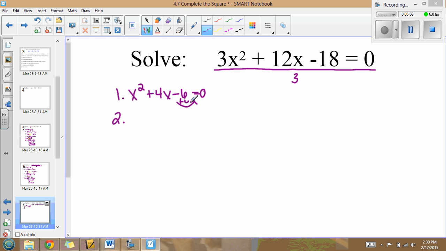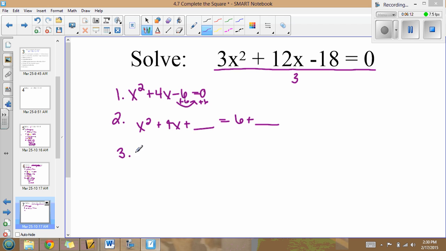So now step 2, I want to move C to the other side. So I want to add 6. So I have x squared plus 4x plus blank equals 6 plus blank. Once you get comfortable, you do not have to list out all 8 steps, okay? But if you like to, that's okay.